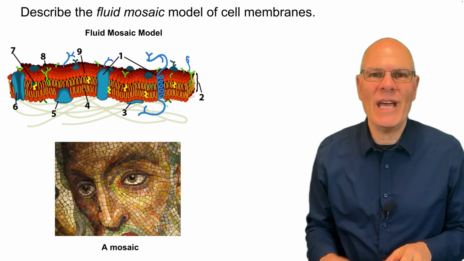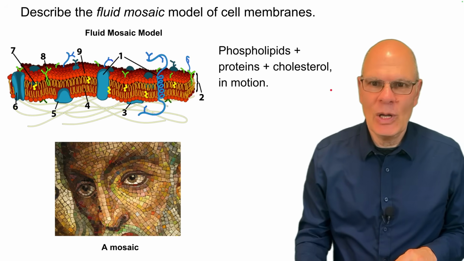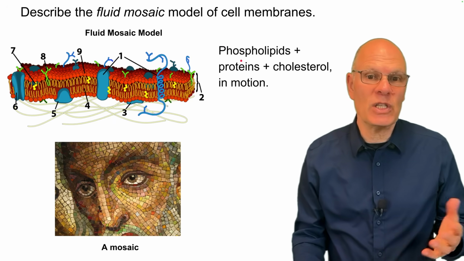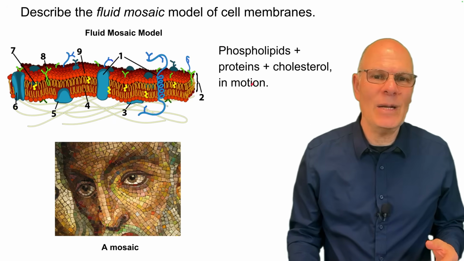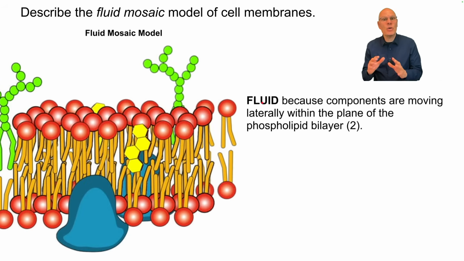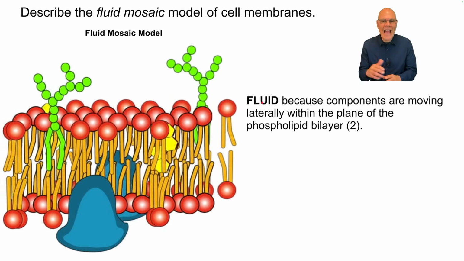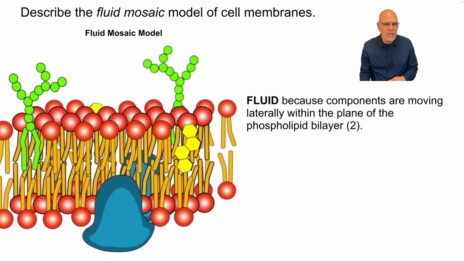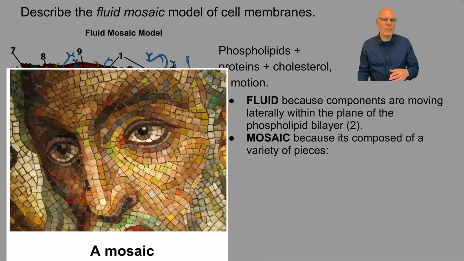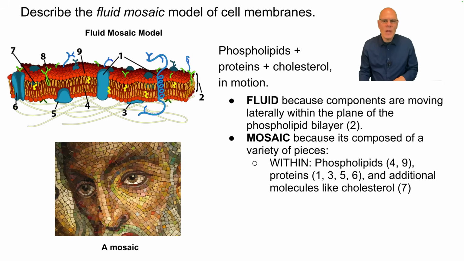Describe the fluid mosaic model of cell membranes. This model posits that the membrane is composed of phospholipids plus proteins plus cholesterol in motion. So why is it called fluid mosaic? Well, it's fluid because the components are moving around laterally within the plane of the phospholipid bilayer, which you can see here. It's a mosaic because it's composed of a variety of pieces in the same way as a mosaic tile is composed of different tiles with different colors that get put together to form the art.